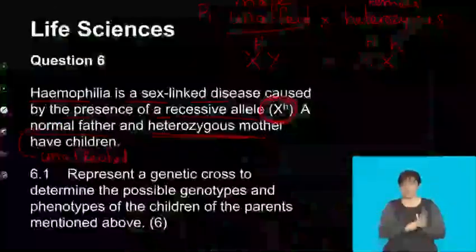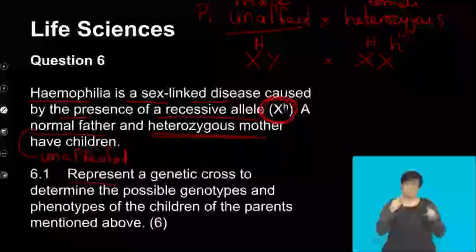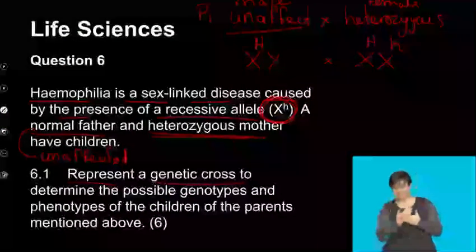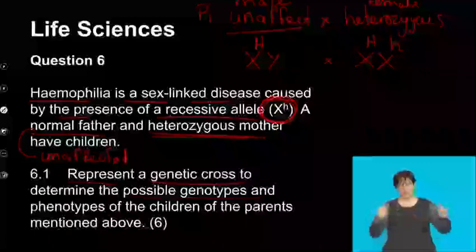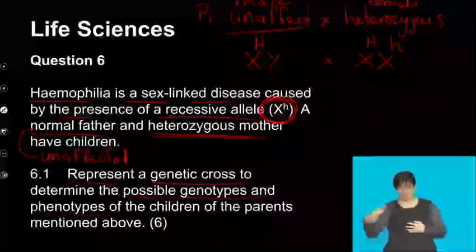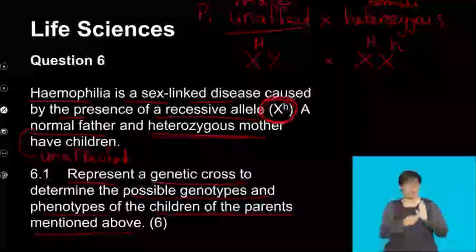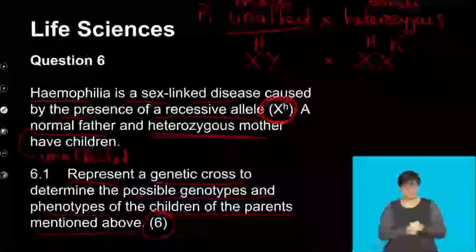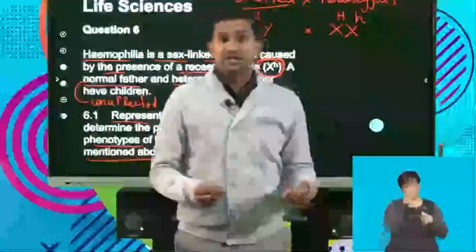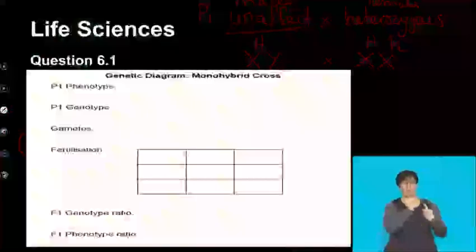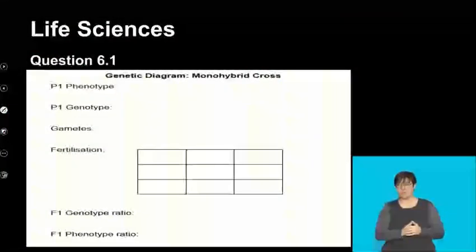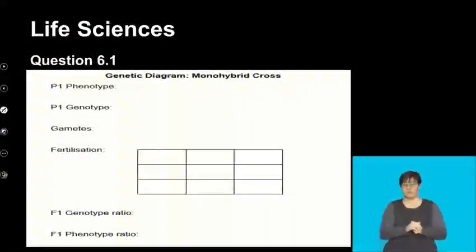So let's read the question. Represent a genetic cross to determine the possible genotypes and phenotypes of the children of the parents mentioned above. And that's a 6-mark question. Guys, again, this is a genetic cross using a genetic diagram. Let's refer back to our template and try and unpack that. I'm going to very quickly illustrate that.